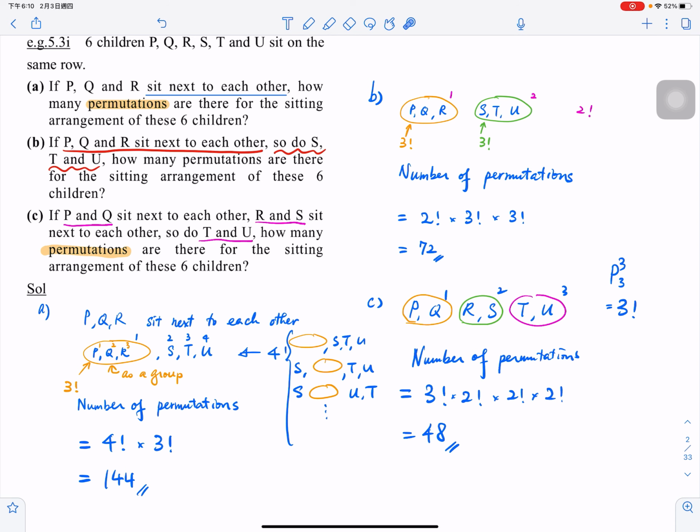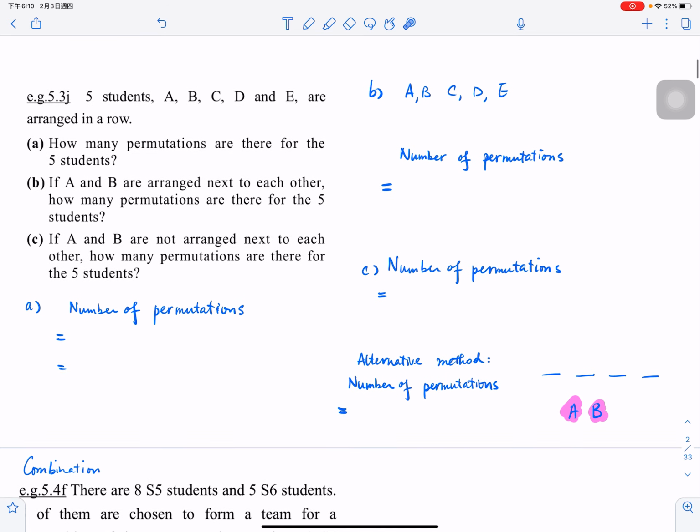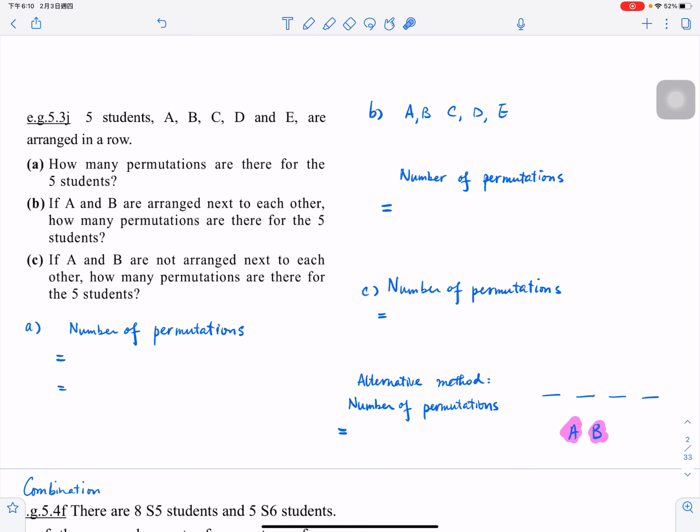Understand? Now let's have a look at one more example like this. Again, 5 students A, B, C, D, E are arranged in a row. How many permutations are there for the 5 students? No condition, just arrange these 5 students. So easy. Total 5, that means 5 factorial. So number of permutations 120.